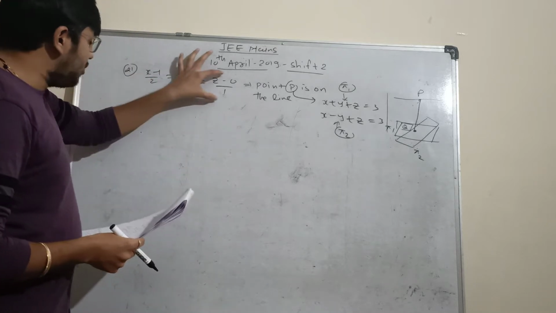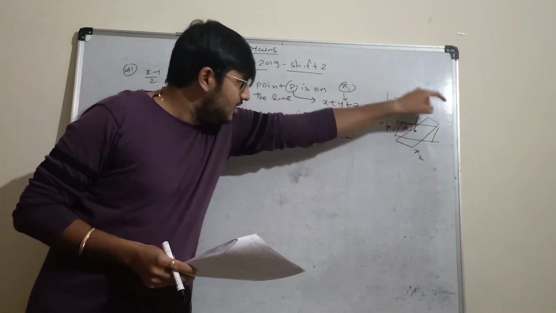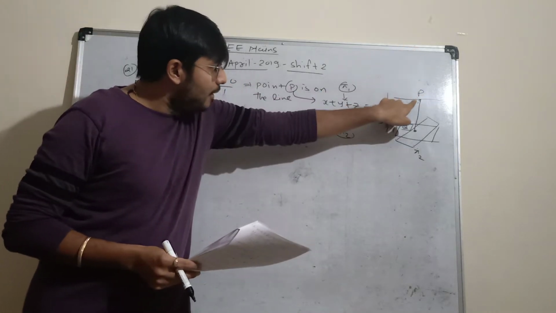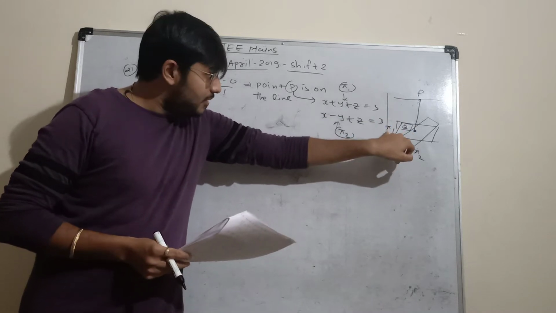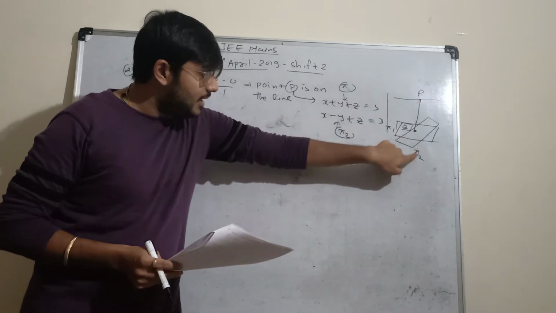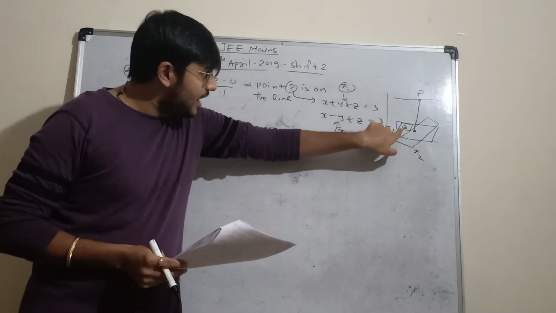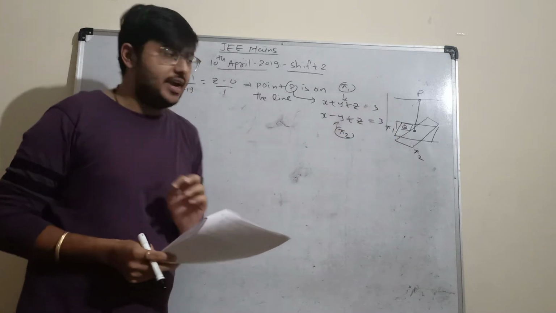A bit complicated, but let me tell you once again. There is a line given to us. Point P is on this line. From P we have to make a perpendicular on the plane pi 1. That perpendicular foot is Q, and this Q is also on the plane pi 2. So we have to find out the point of intersection, right? That is, we want to find Q.